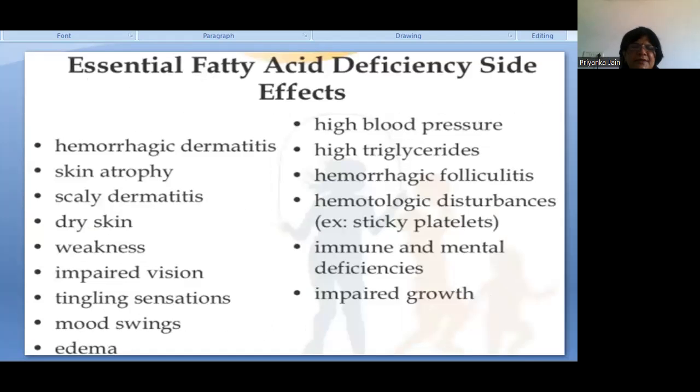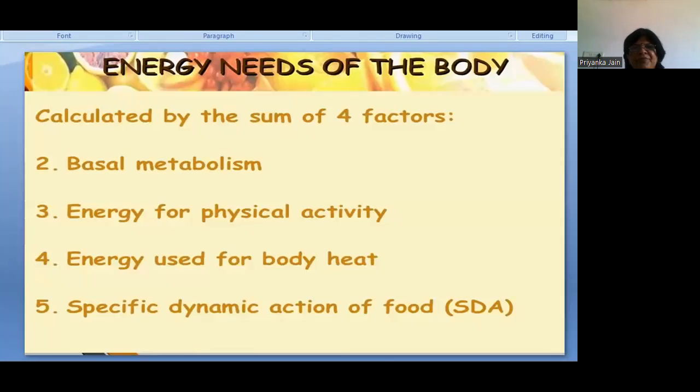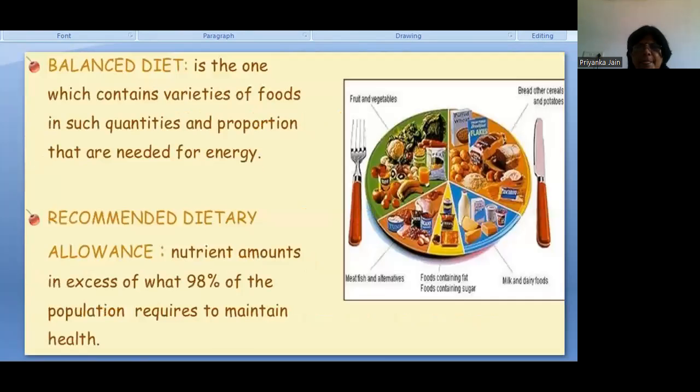Essential fatty acid deficiency, what does it affect in the body? Like elevated blood pressure, high triglycerides, immune and mental deficiency, impaired growth, weakness, dry skin, scaly dermatitis, impaired vision, tingling sensation, mood swings, edema. Now, energy needs of the body are calculated by some factors like basal metabolism, energy for physical activity, energy used for body heat, specific dynamic action of food.